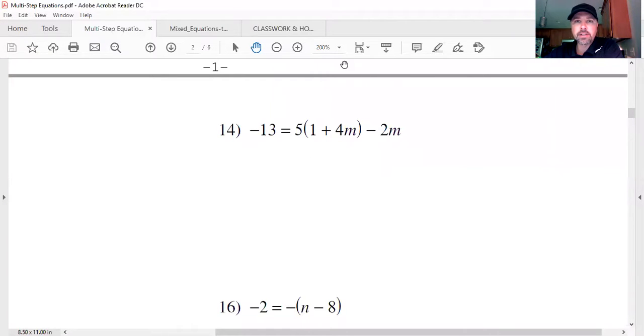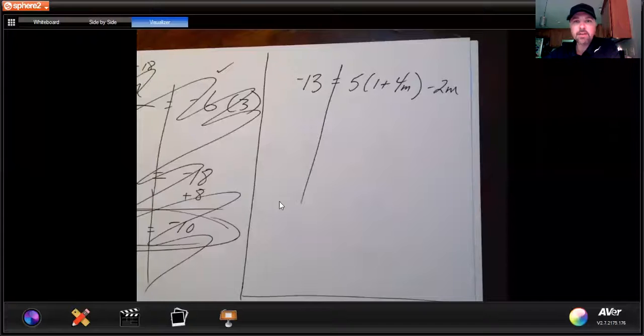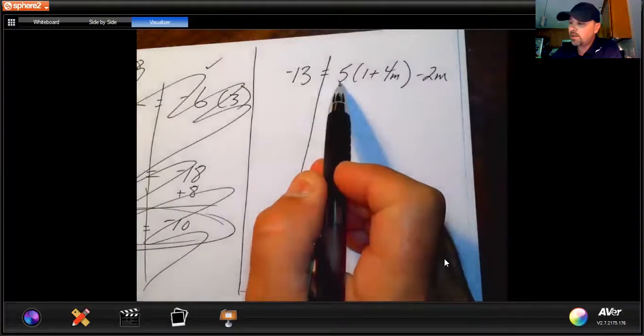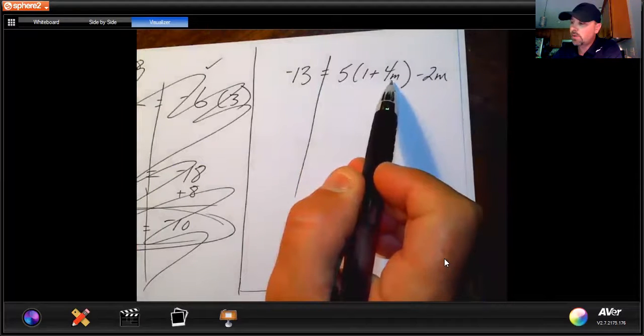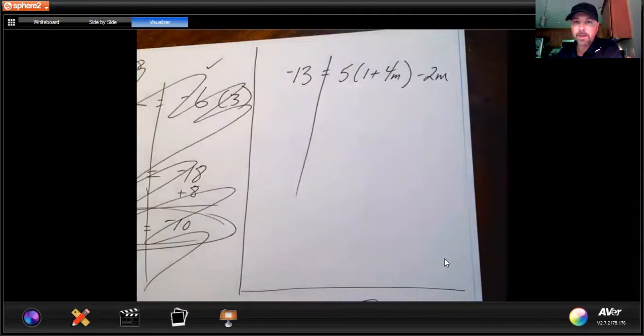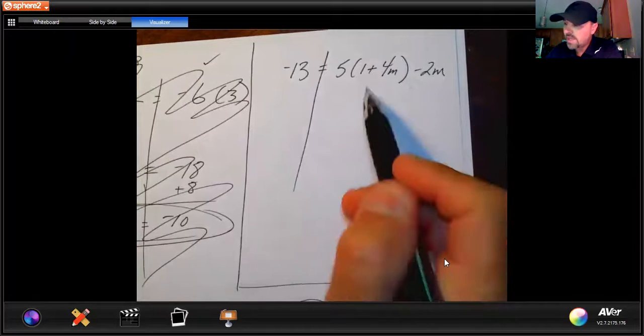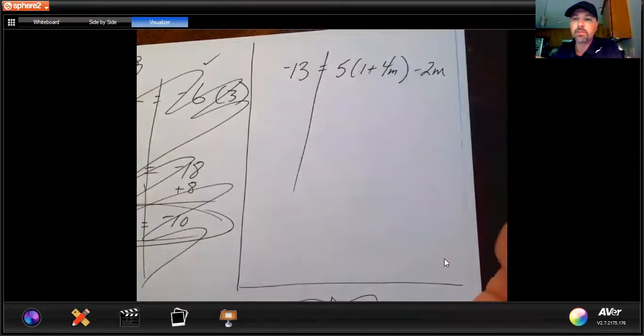Okay, so we're taking a look at number 14, and I have it written down here. Negative 13 is equal to 5 times the quantity, 1 plus 4m, minus 2m. Okay, so this is a multi-step equation because it's going to take a few different steps to solve. And before we can actually even start to solve or unravel that equation, we have to get it ready to solve. So we have to get this parentheses out of the problem in order to start to get to those values.